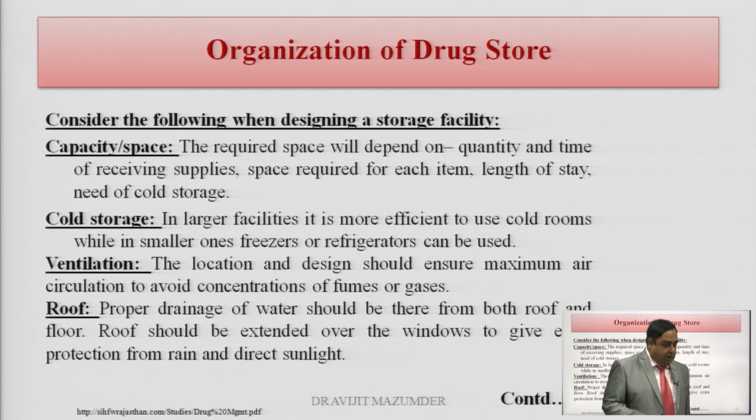The location and design should ensure maximum air circulation to avoid the concentration of gas or fumes. At the same time, there should be proper drainage, so that water does not accumulate and does not drip from the top. The roof should extend beyond the window, so that whenever there is sunlight or rain, the water should not come inside.